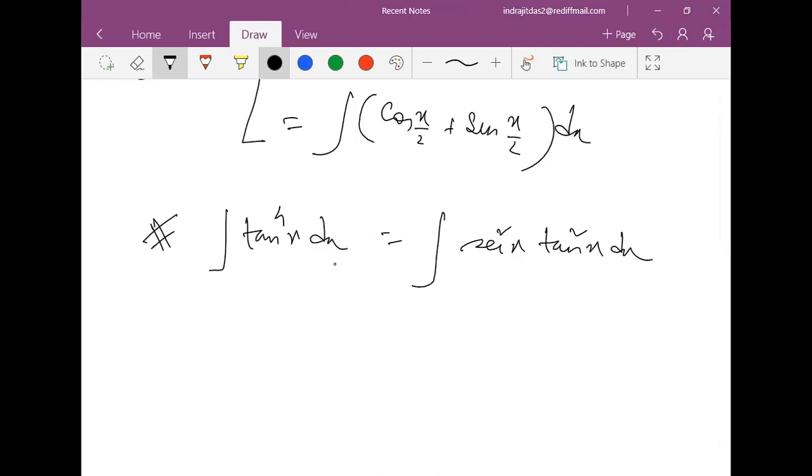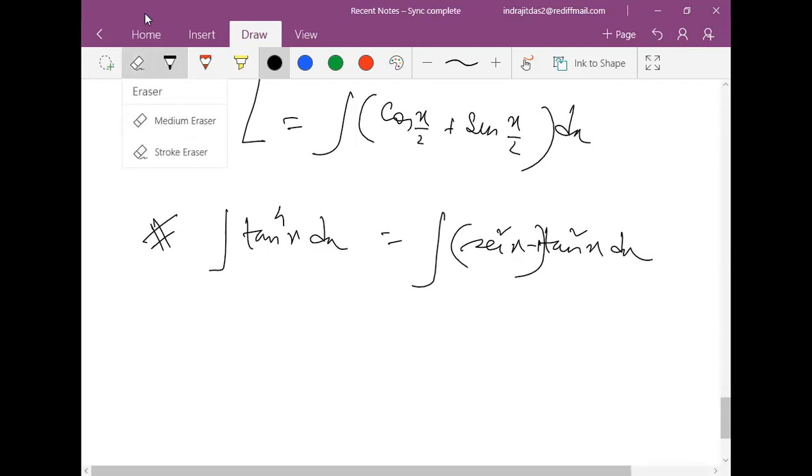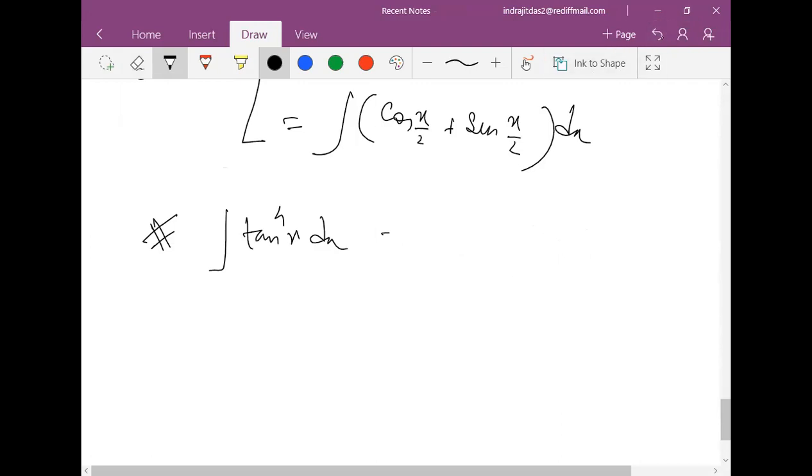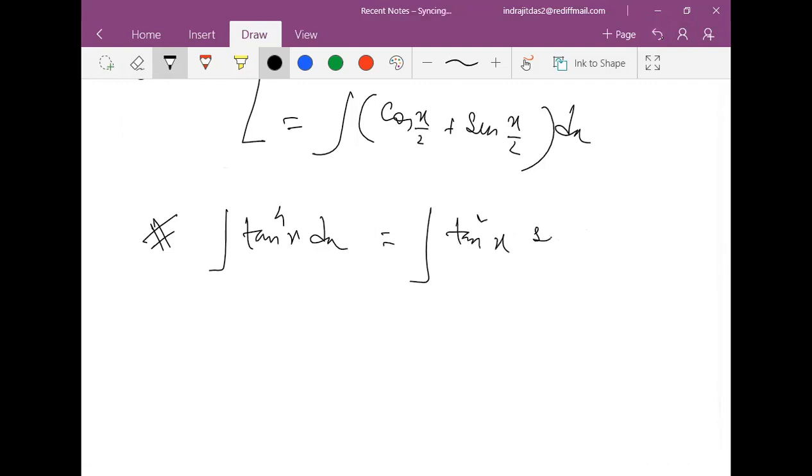Sec square x minus 1. Just a minute. This question, even power of tan square x, I have not discussed. Wait a minute, last problem, I should mention this. Even power of tan square x, how can I solve? Just tan square x into tan square x. Tan square x is sec square x minus 1. We have just discussed, but that was odd power.